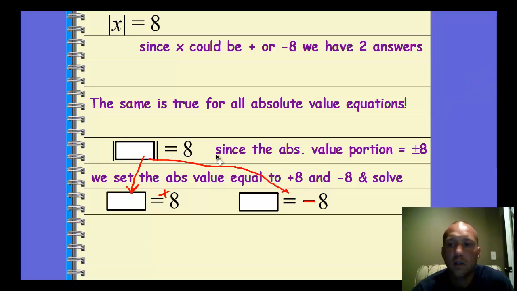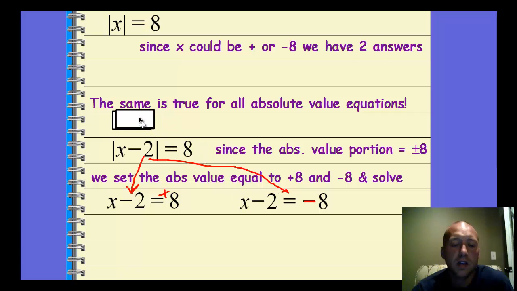So we're writing 2 separate equations. It doesn't even matter what the stuff is. So right here, our stuff happens to be an expression. We still take the stuff that's inside the absolute value and set it equal to 8 and set it equal to negative 8. And then we can solve both equations. So I'm going to add 2 to both sides. Here if I add 2 I get 10, and here if I add 2 I actually get negative 6. They're not always going to be the same number. Here they are different numbers.